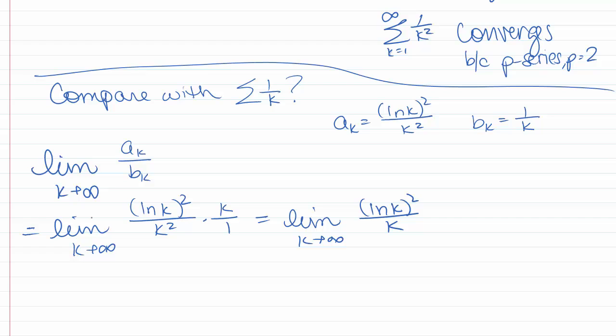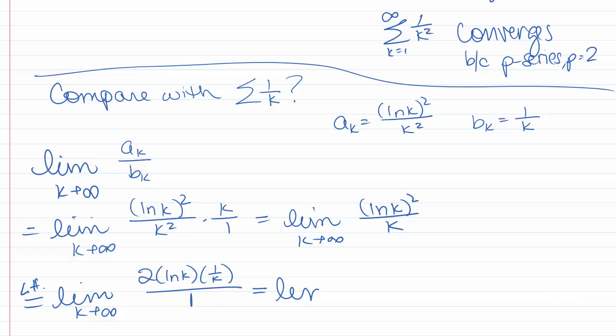What are we going to do? We're going to need to use L'Hopital's rule because we've got an infinity over infinity type form. So let's say that this equals, by L'Hopital, the limit as k goes to infinity of, I need the chain rule on the top, so 2 natural log of k times 1 over k, over the derivative of the bottom. The bottom is just k, so its derivative is 1. So this is the limit as k goes to infinity of 2 natural log of k over k.